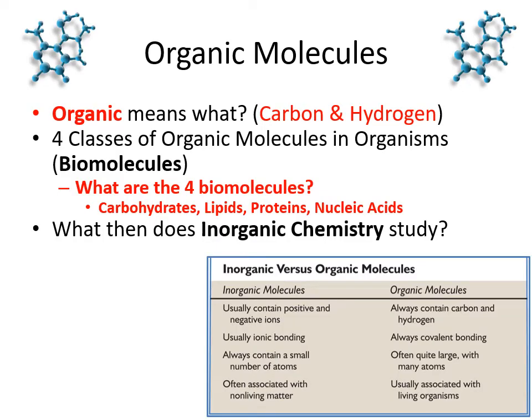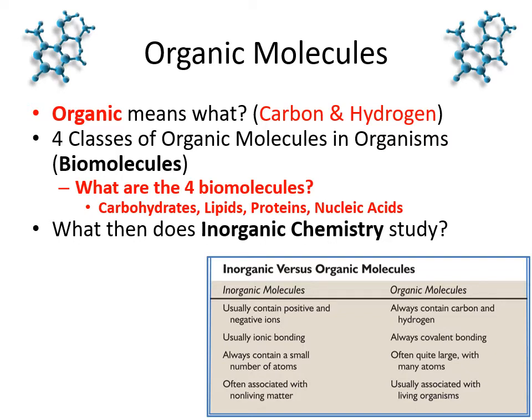So the first thing you have to figure out when you're studying organic chemistry is, well, what exactly does organic mean? And when we talk about organic molecules, we are referring to anything that contains both carbon and hydrogen. Okay, so it's got to contain carbon and hydrogen in order to be organic, which you'll find in most living things.